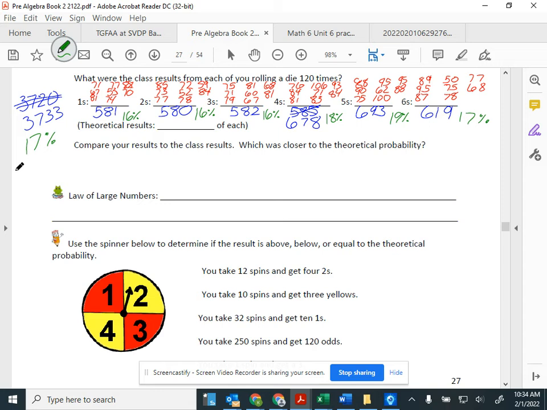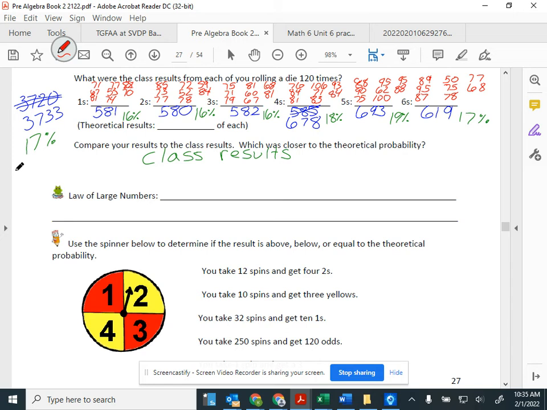One more. Garrison. Mine was 10%, 16%, 19%, 18%, 16%. So that 10% and the 21% were pretty far off. Okay, so we had some outliers again. So overall, what do you think? Do you think the class results are closer to theoretical or your individual? Class results. So both for the coin toss and for the dice roll, the class results were closer to the theoretical probability. Let's find out why.